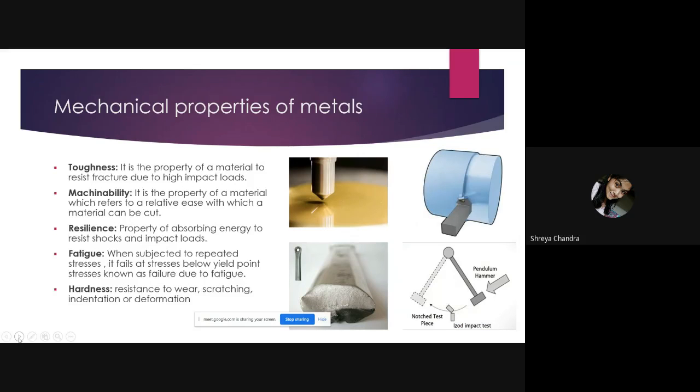Now coming to toughness, it is the property of a material to absorb energy until it fractures completely due to high impact loads. And what do you mean by impact loads? Impact loads means a load given to the material repeatedly, means once I have put the load and I have again withdrawn it and again I have done so. This reduces the strength of that material.